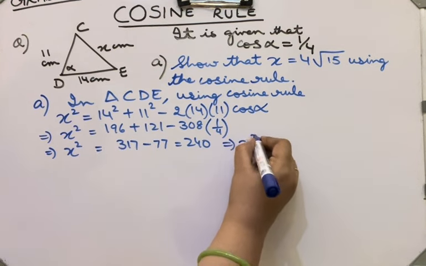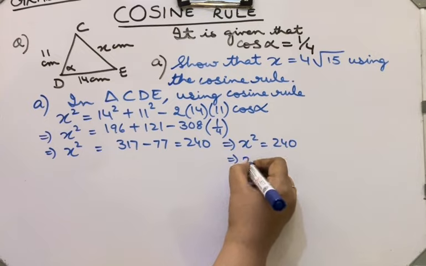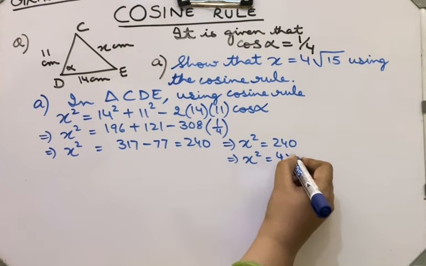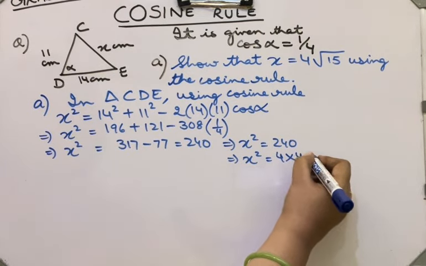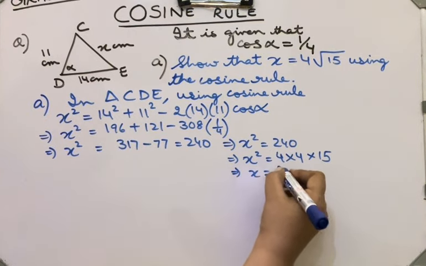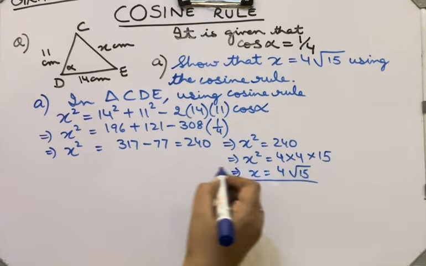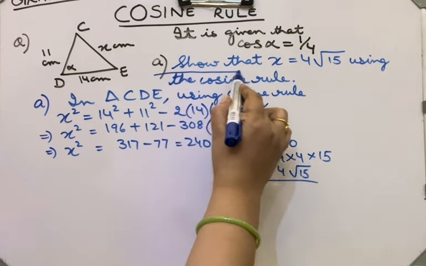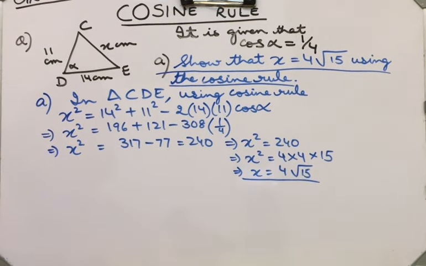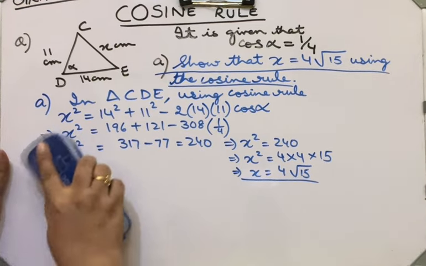Now if we further simplify this, x square is 240, which means, now factorizing, what do we get? 4 multiplied by 4, which is 16, multiplied by 15. So this follows x is 4 root 15. So this was the first part: show that x is equal to 4 root 15 using the cosine rule. Now we'll begin solving the second part.